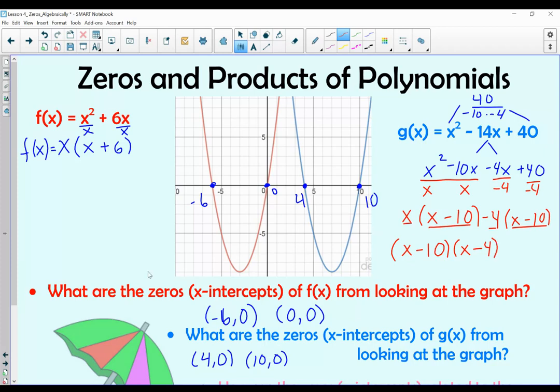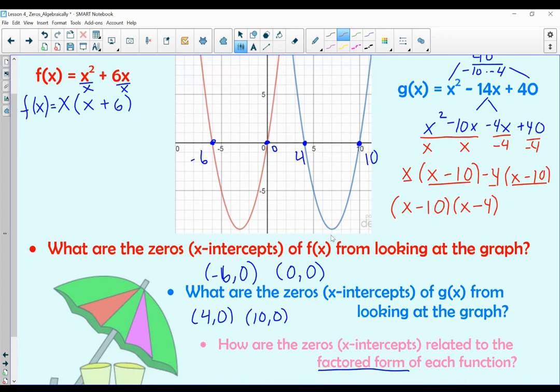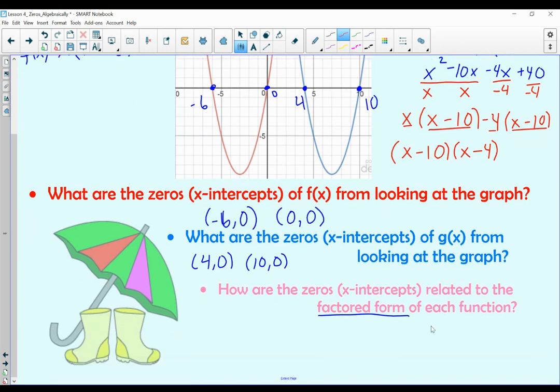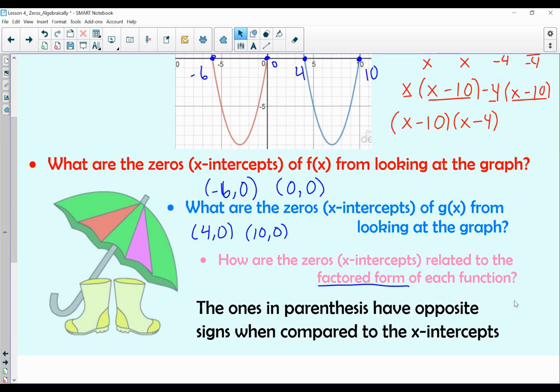So now I have the factors. I have x times x plus 6, and x minus 10 times x minus 4. Then I'm looking at, okay, I have a -6 here and a 0 here. I have a 4 here and a 10 here. So my answer, how are they related? All right, sorry, I had to type that out. My computer is lagging. So how are the zeros or the x-intercepts related to the factored form of each function?